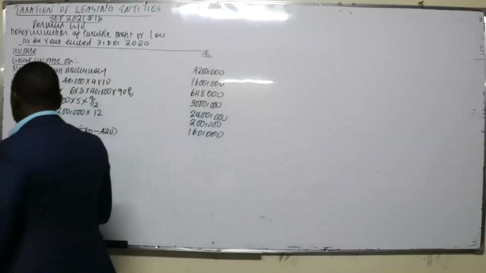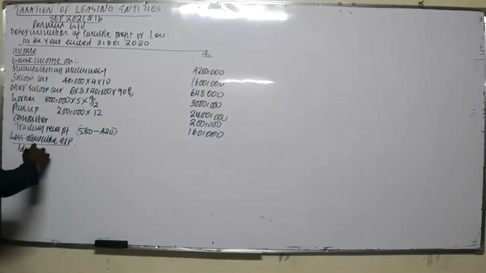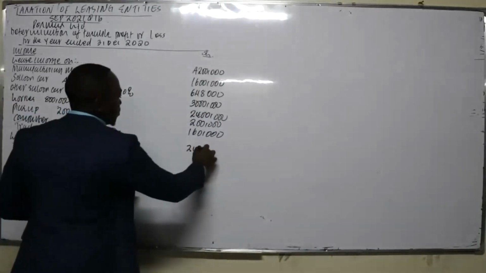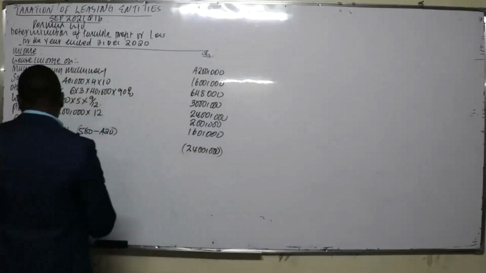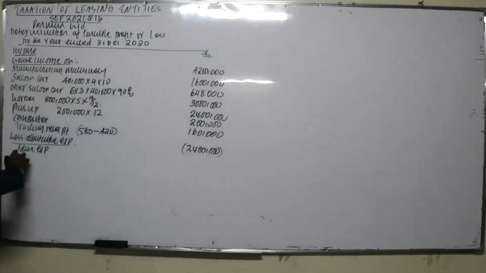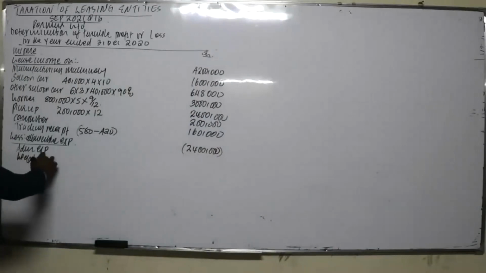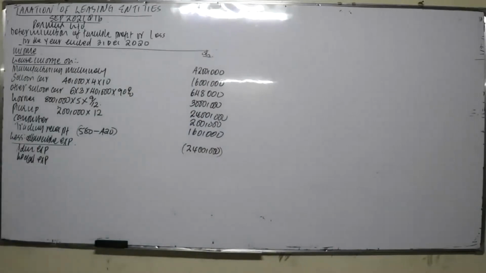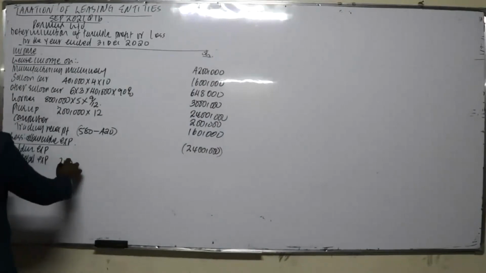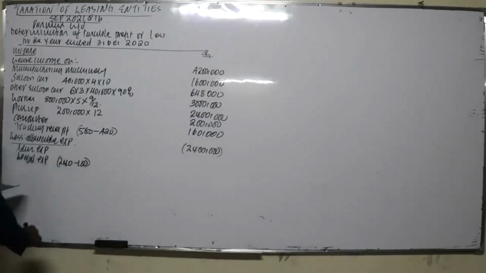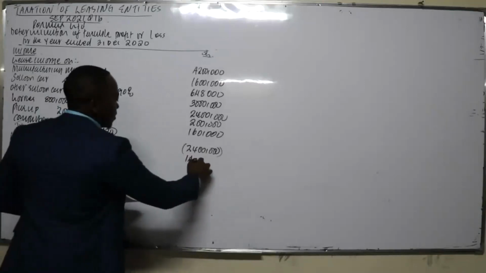Then there is admin expenses, an amount of 2.4. Then there is legal expenses. So legal expenses of 240, out of which 100 was in respect of defense of an alleged breach of lease agreement. So it's 240. You minus 100. So the only allowable will be an amount of 140.